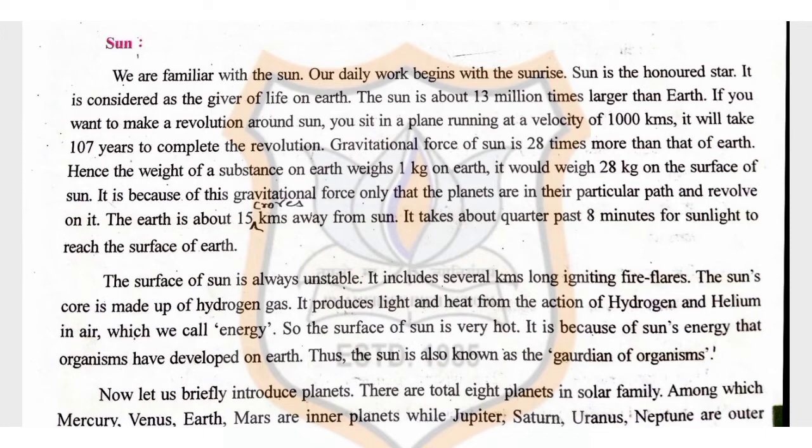The earth is about 15 crore kilometers away from the sun. It takes about quarter past 8 minutes for sunlight to reach the surface of earth.